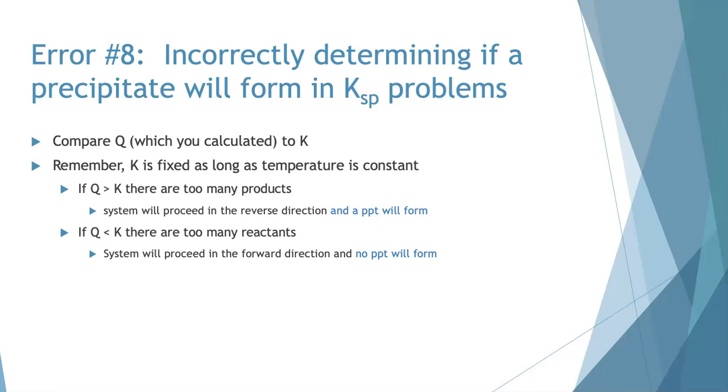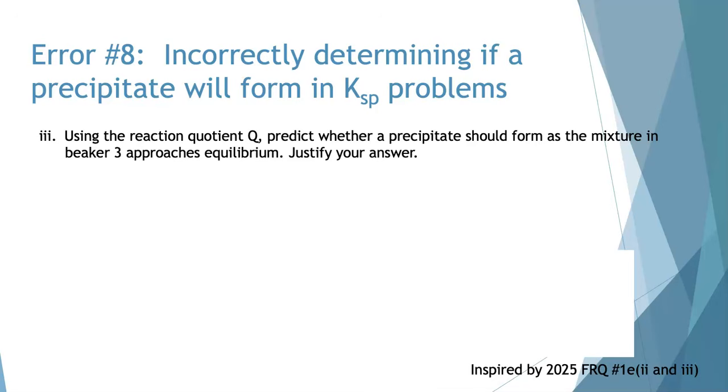If I do my comparison and Q is less than K, that's telling me that my ratio is too small. My ratio is too small because there are too many reactants. And that means I need to proceed in the forward direction and make more products and use up some of my reactants. And in that case, since I'm making more products and the products are ions in solution, no precipitate would form. So we have a reaction quotient that we've already calculated. We know a value for K, which we were given, and we need to compare these two values.